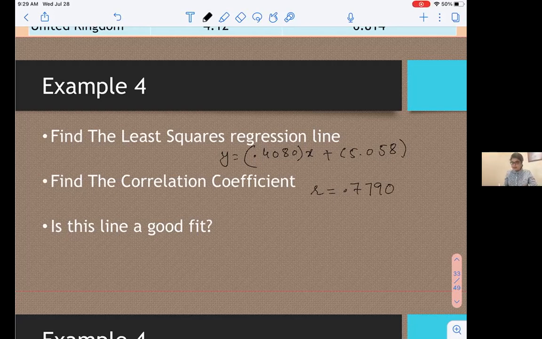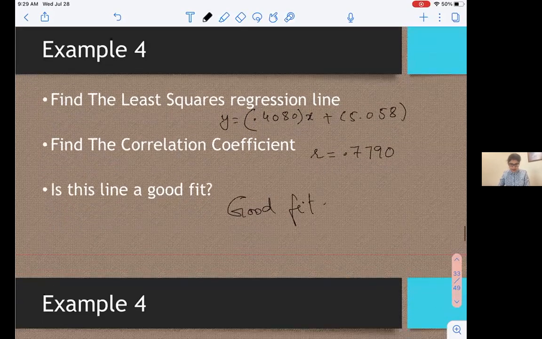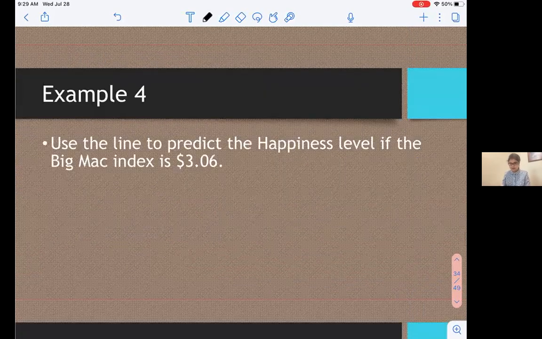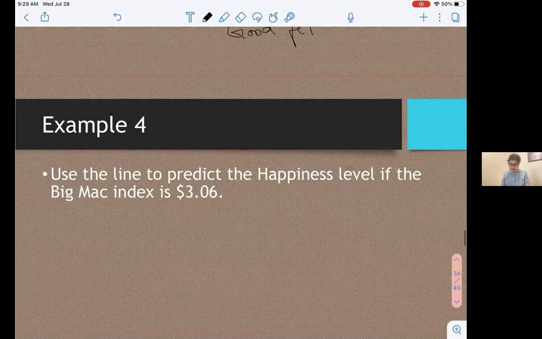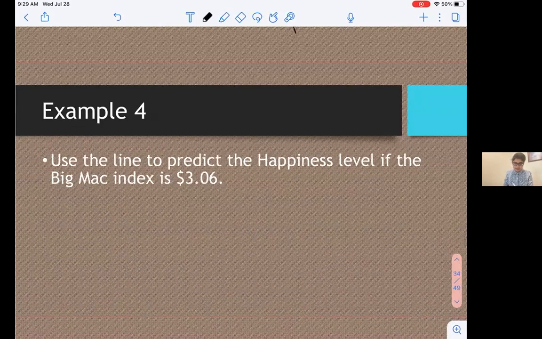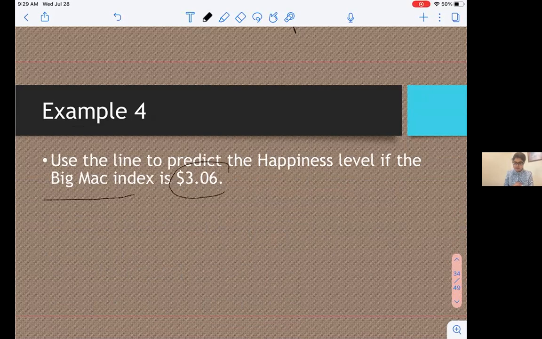So now it is greater than 0.75, or even if it is 0.75, then it is a good fit. So this is my good fit for the linear regression. Now what we have to do is use this line to predict the happiness level, or the Cantrell ladder level. You have to figure it out if the Big Mac index is 3.06.